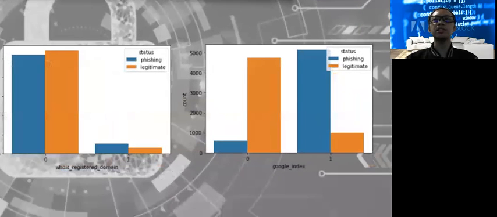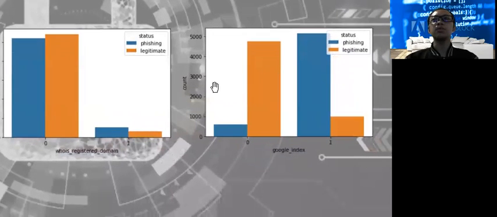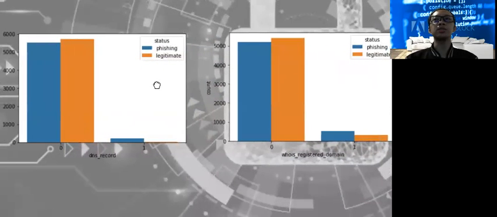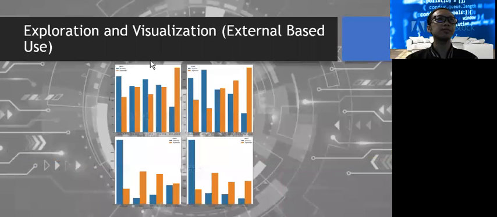When Google index is 0, the number of legitimate sites is higher, whereas the opposite holds true when Google index is 1. When Google index is 1 and the DNS record value is 1, it mostly corresponds to a phishing site.